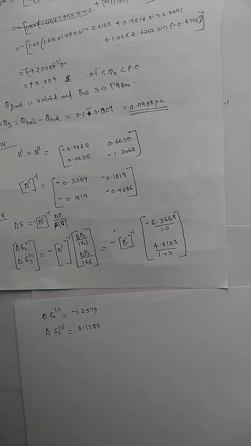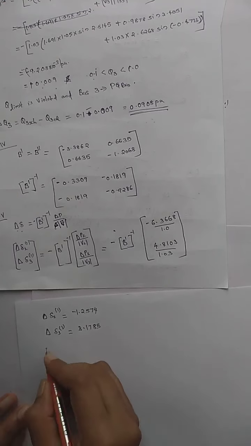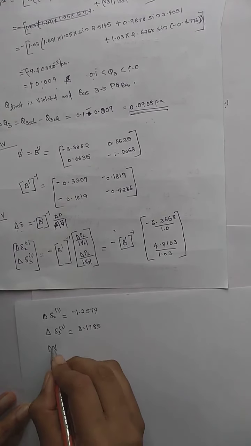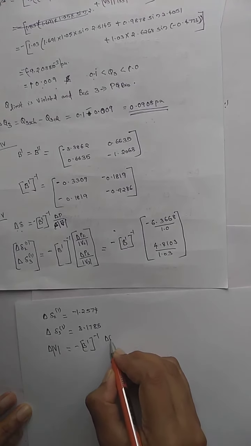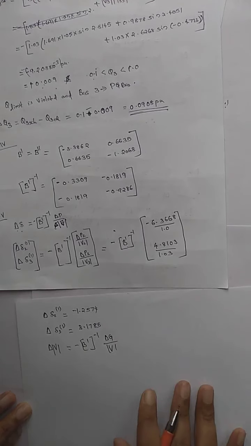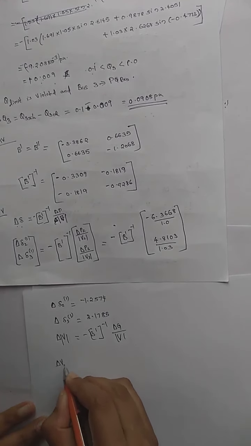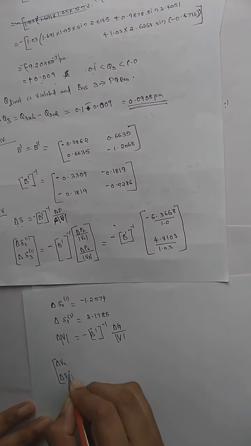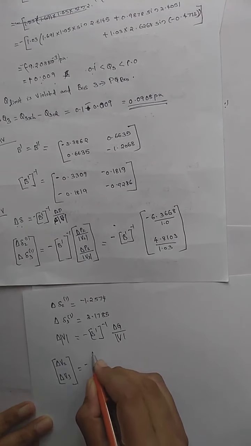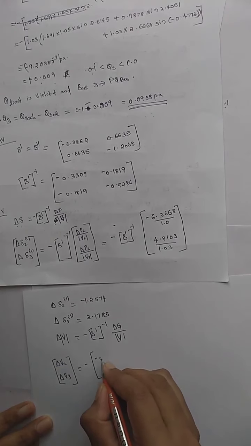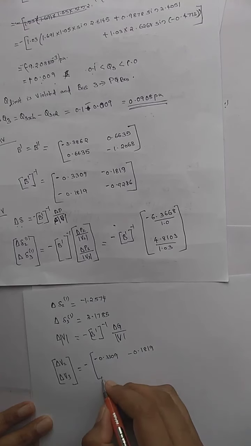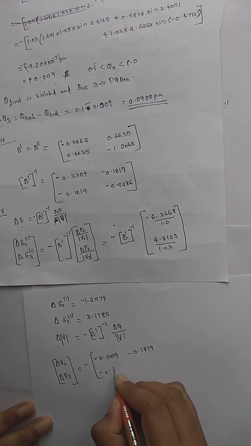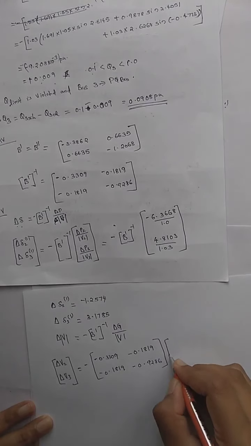Next, we have to find our delta V values. In order to find delta V, that is minus B dash inverse of delta Q by V, isn't it? So here also there are two terms, delta V2 and delta V3. How will we find them? That is equal to minus of the B dash inverse matrix, the same matrix: 0.3309, minus 0.1819, minus 0.1819, 0.9286. This matrix is multiplied into delta Q2.